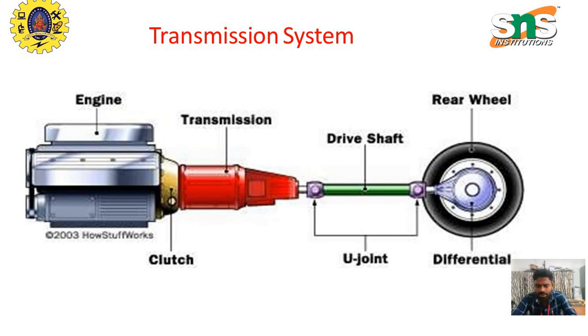The propeller shaft is connected to the differential unit, and this differential unit transmits the power from the engine to the rear wheels. The rear wheels are connected to the differential unit with the help of the rear axle, and then we can move in our desired direction in a very smooth manner.